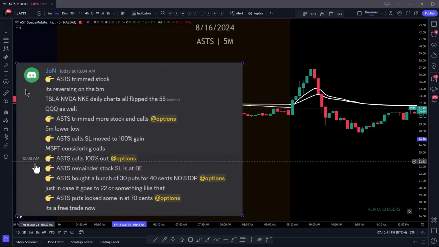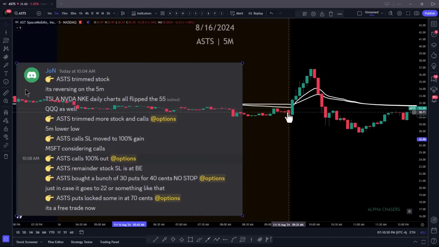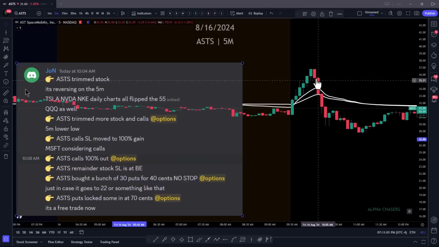So I'm blowing it all out, put the stock break even, and I bought a bunch of the 30 puts for 40 cents. Between yesterday and today, I was up considerably in this trade, stock and calls. So what I did was I just looked at it and said, from here to here, it's 40 cents. It's really absolutely nothing for me to put this on and to spec this out.